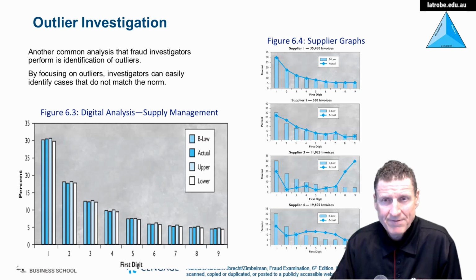So that's a kind of red flag where you can say, oh, let's have a little bit more detailed look at the contracts that we have been entering into with supplier 3, because suppliers 1, 2, and 4 look more normal according to Benford's law.